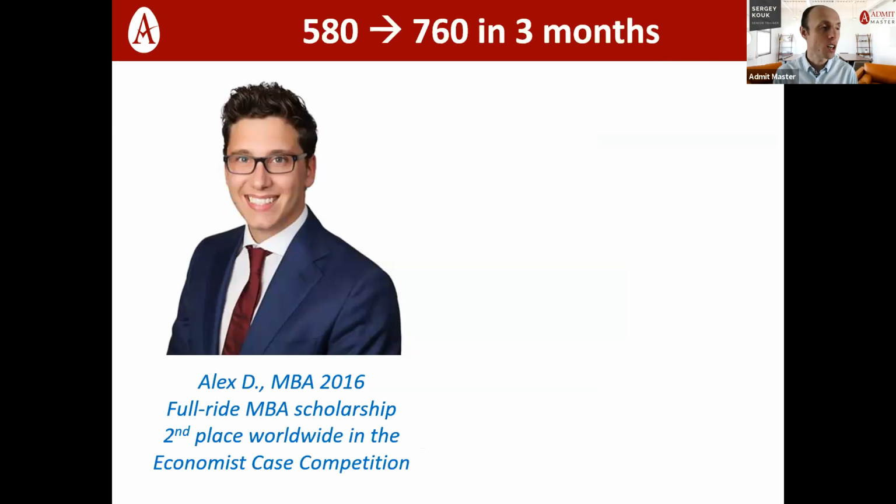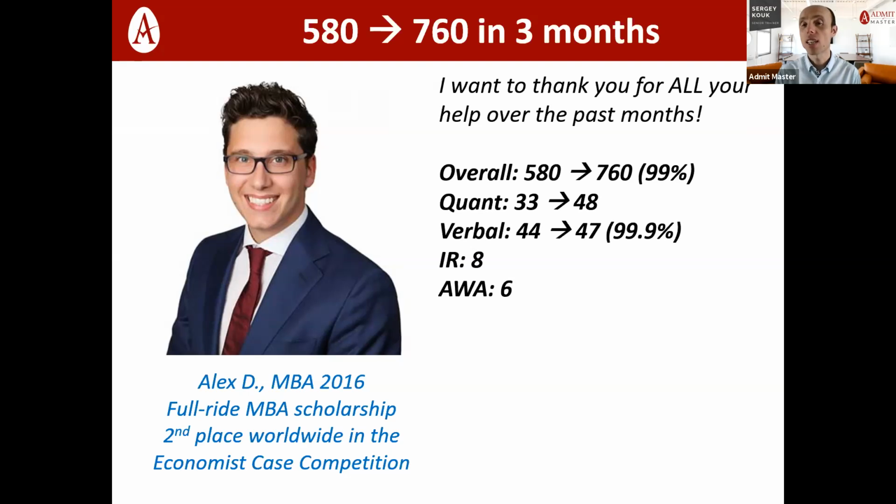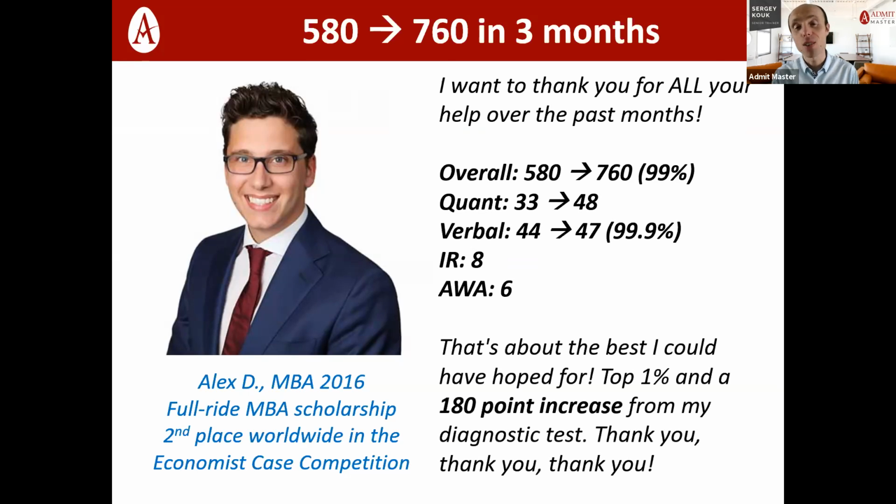We had a client who came to us actually about 6 years ago. He already graduated from his MBA in 2016. He was really trying to find himself at that time, and he did really well in his MBA program, participated in the Economist case competition, got second place, and then worked in a management consulting firm, and now he has his own business. When he started, he had a very good verbal score, because he was already in the top 1%. He was able to improve it even higher to 47. 47 is really an exceptional verbal score. And his quant score also went up from 33 to 48.